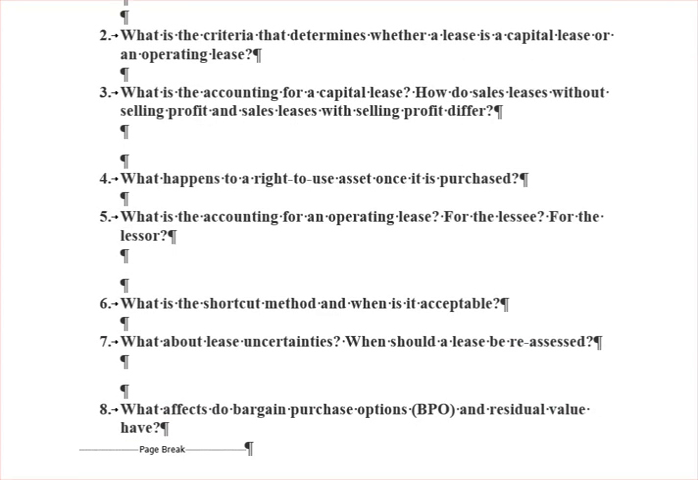On item 8, we have BPO and residual value. Well, what about the BPO and residual value? Those need to have the present value of 1 applied to them because they end up being treated as if they were cash flow streams.